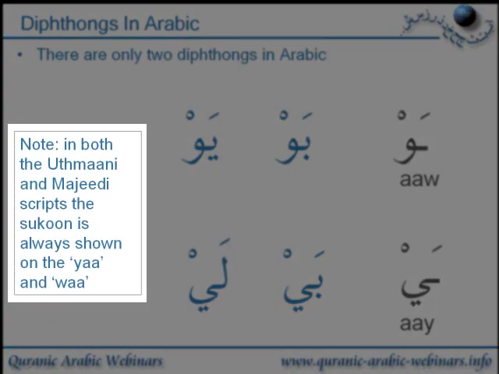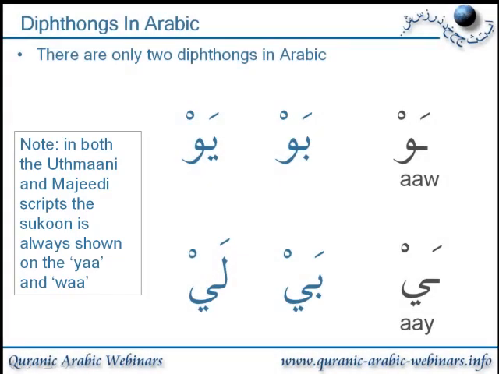A note here, in both the Uthmani and the Majidi scripts, the sukoon is always shown on the ya and the waw. Okay, sorry, that should say waw, not wa. So we've done the sukoon with the computer font, i.e. a small circle. In the Uthmani script, the small circle represents something else other than sukoon. But apart from that, in the Majidi script, you will see a little sukoon marking on top of all of the diphthongs.